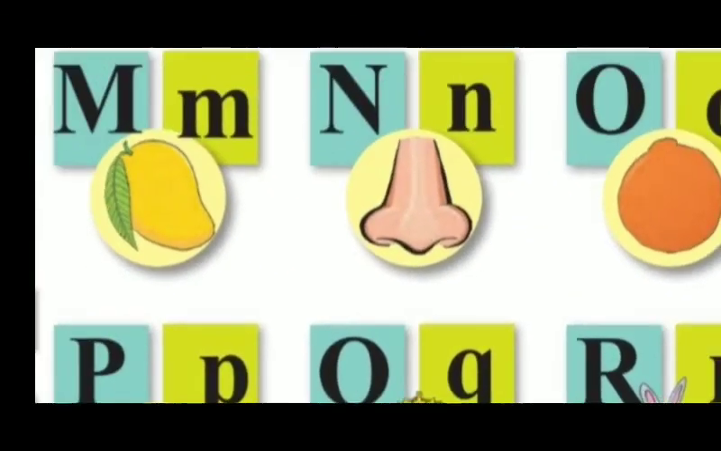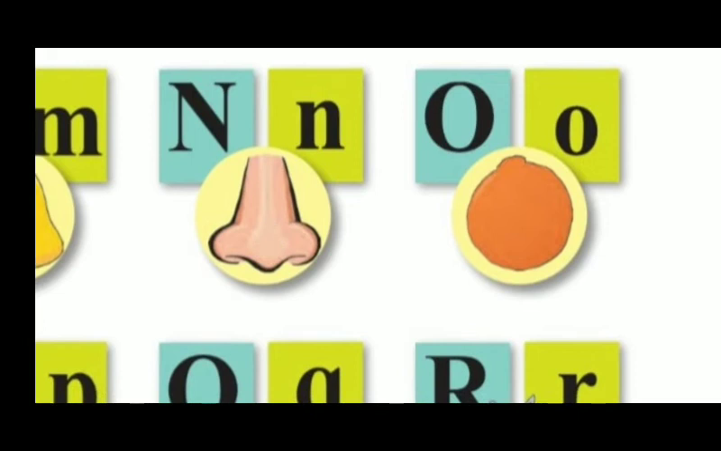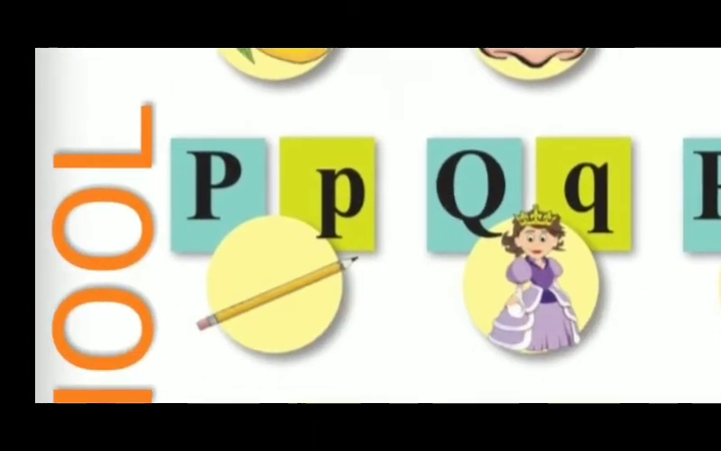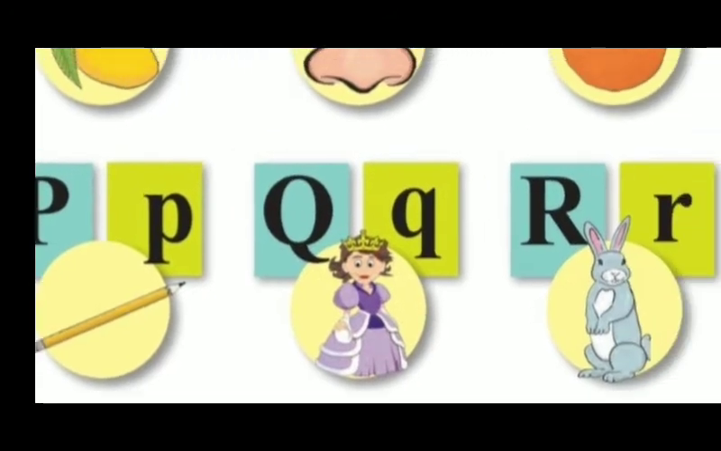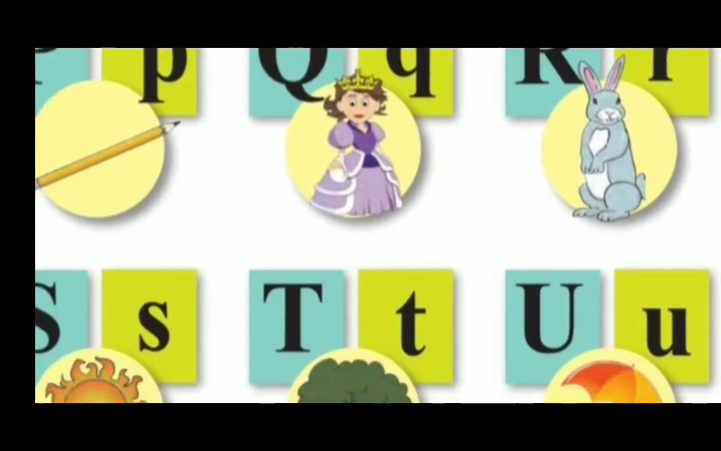M for mango. N for nose. O for orange. P for pencil. Q for queen. R for rabbit.